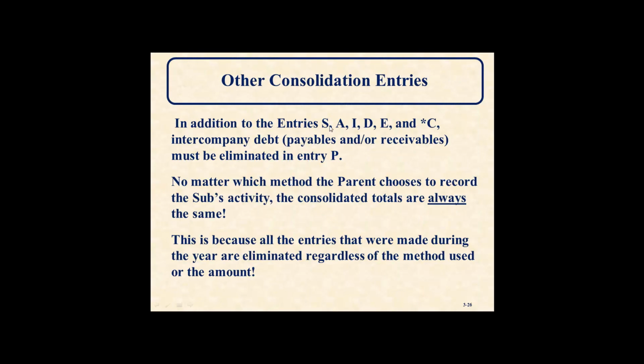In addition to entries S, A, I, D, E, and C, intercompany payables and receivables must be eliminated by entry P. No matter which method the parent chooses to record the subsidiary's activity, the consolidated totals are always the same. I can't say this enough. It does not matter which method. The consolidation entries I, D, and C could change, but the total consolidated balances will always be the same.